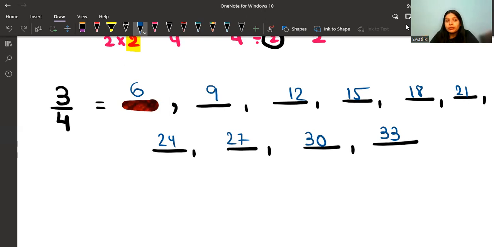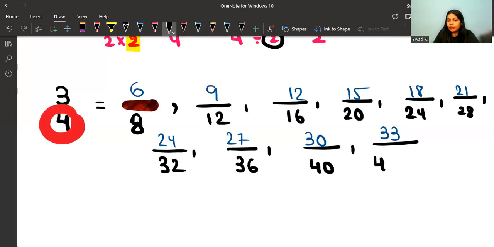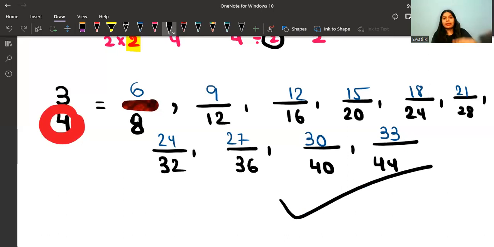We are not writing 3 times 1 and 4 times 1 because we have already been given that in the question. Now let's do the same thing in the denominator. In the denominator, we have to write down the table of 4. So this will become 4 times 2, 8, 12, 16, 20, 24, 28, 32, 36, 40, and 44. So this is the answer. This is how you can find the first 10 equivalent fractions, first 5, first 3, first 2, first 6, any fractions.